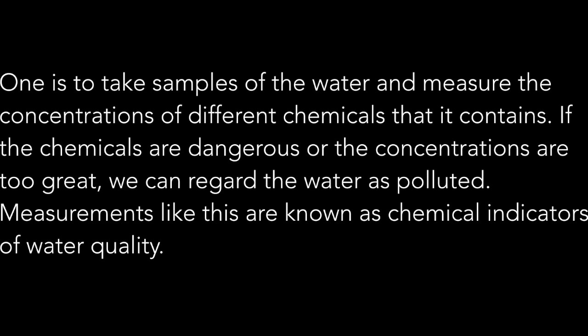One is to take samples of water and measure the concentrations of different chemicals that it contains. If the chemicals are dangerous or the concentrations are too great, we can regard the water as polluted. Measurements like this are known as chemical indicators of water quality.